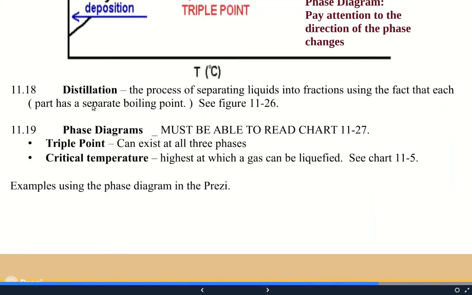And that brings us to distillation. The process of separating liquids into fractions using the fact that each part has a separate boiling point. There's a picture in here. You're not going to have to look at this figure.